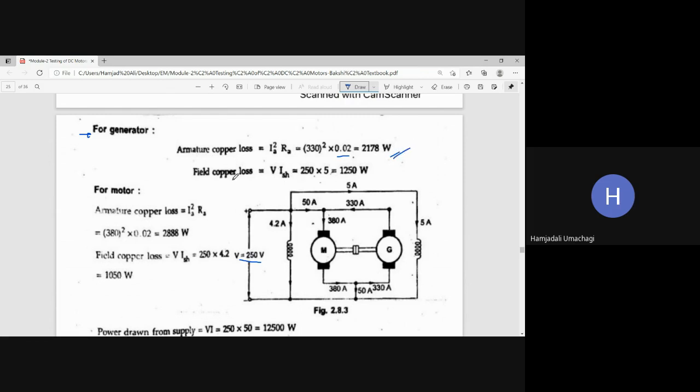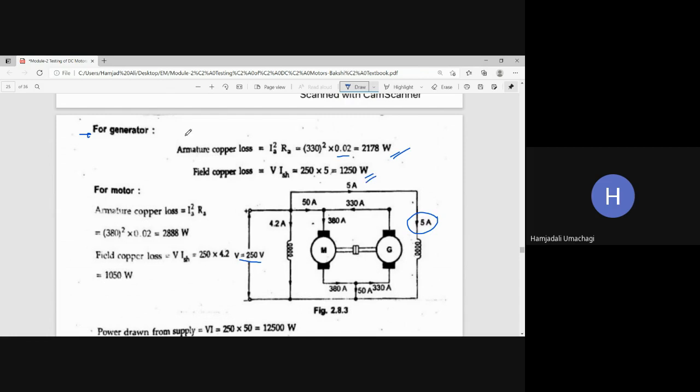Now let us calculate the field copper loss for the generator. Field copper loss means V into ISH of the generator. V is 250, ISH of the generator is 5 ampere. 250 into 5 is going to be 1250 watts.